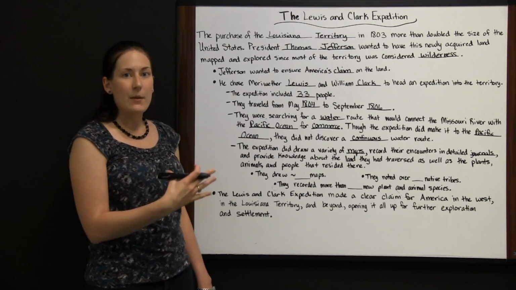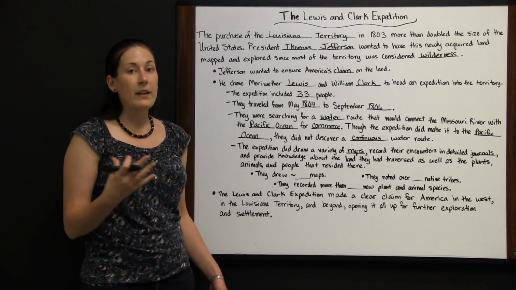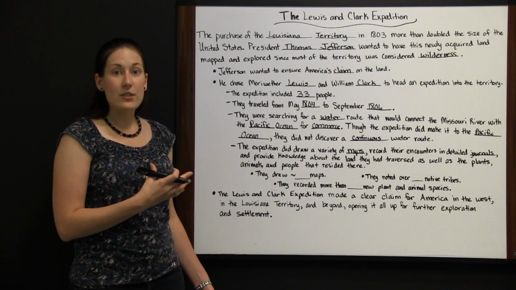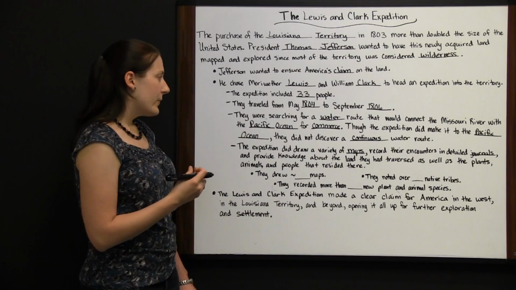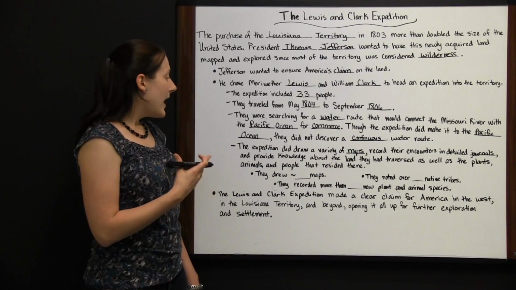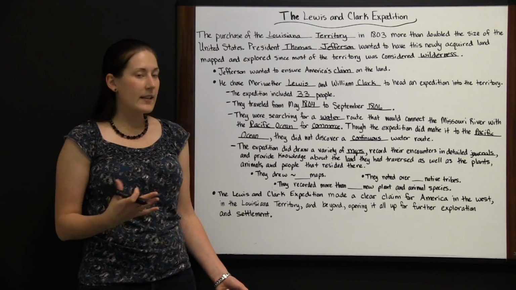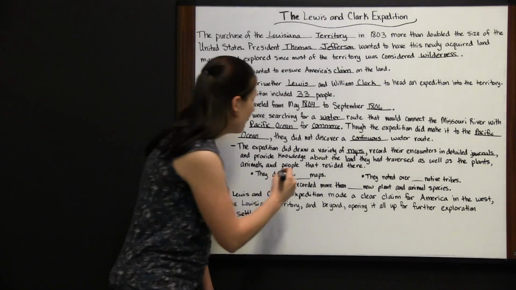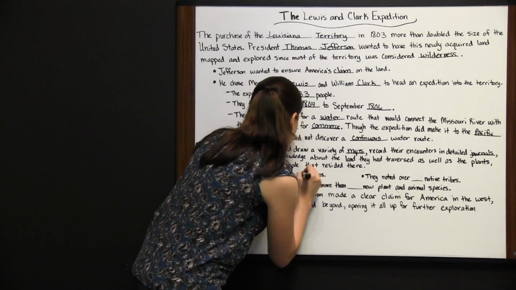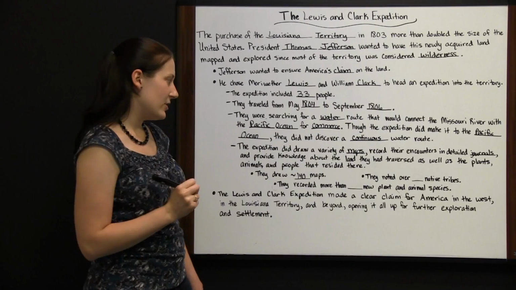They brought maps, they brought detailed journals that were going to help future expeditions and travelers whenever they started heading out that way, and knowledge about plants, animals, and the people, the Native Americans that lived there. So they drew about 140 maps during their 2-year expedition.